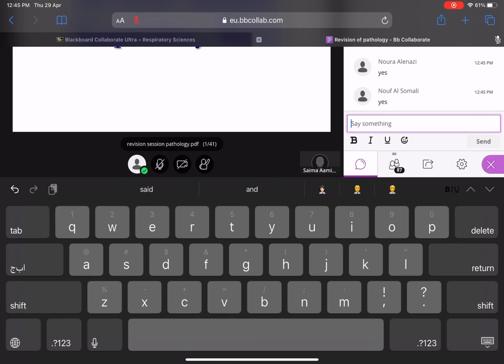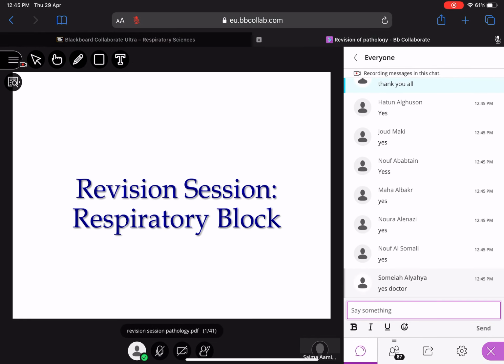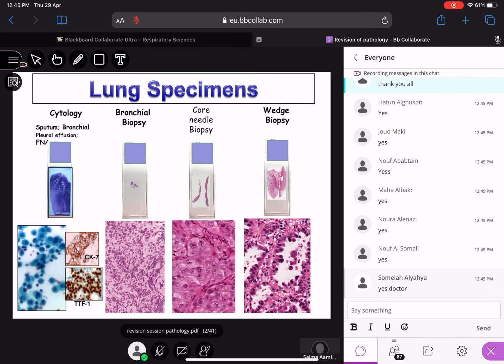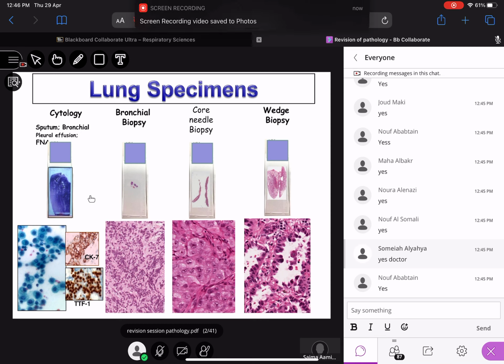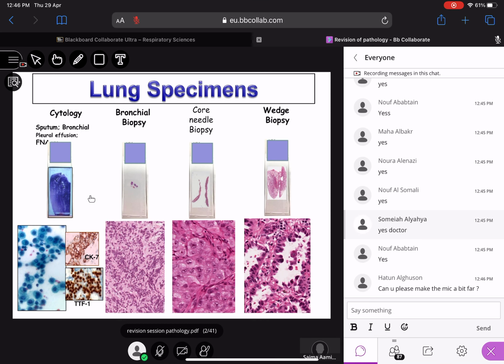Okay, so let's start the second part of the session. You must be remembering what we did in the lung cancer. So it will be just a recap and a revision of cancer of the lung. According to the latest WHO classification, we take different types of samples and different types of.